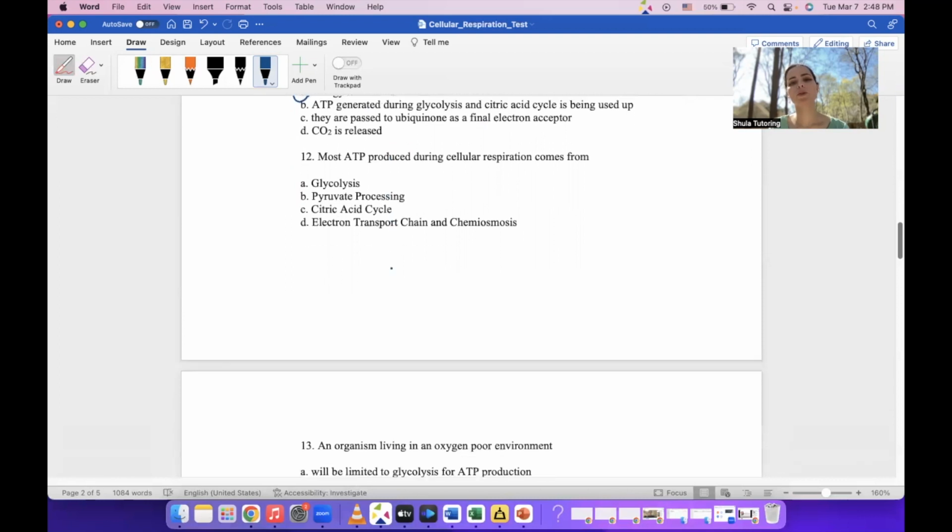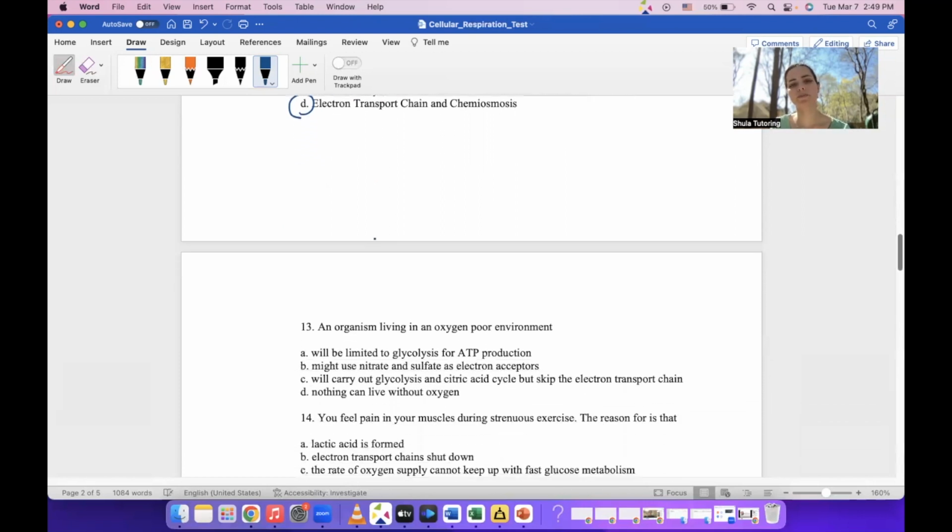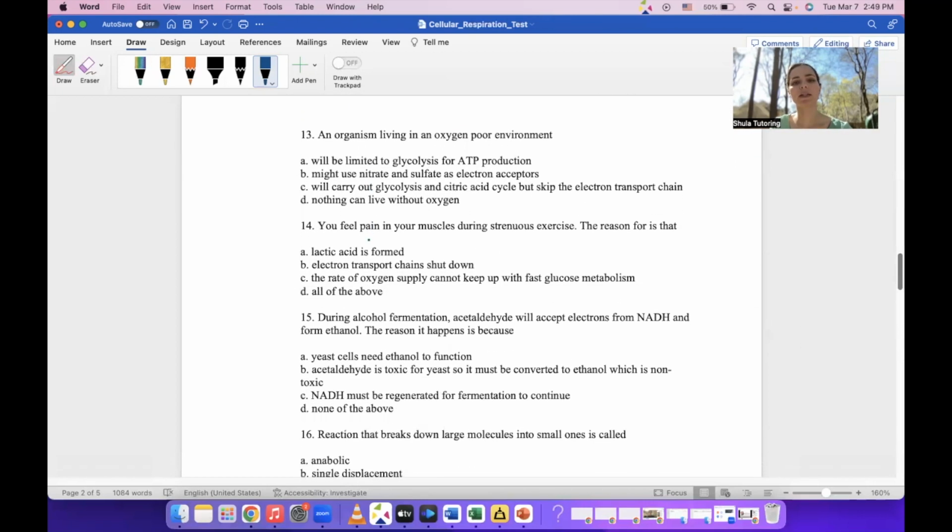Most ATP produced during cellular respiration comes from the electron transport chain and chemiosmosis. Other processes will release a small amount of ATP, but the majority of ATP will come from the electron transport chain and chemiosmosis. An organism living in an oxygen-poor environment, number 13, might use nitrate and sulfate as electron acceptors. Choice B is correct. So choice A will be limited to glycolysis for ATP production.